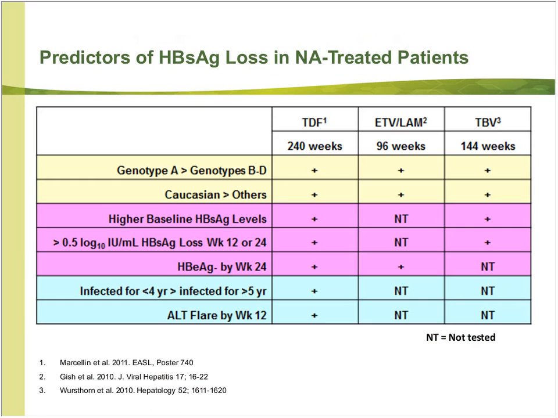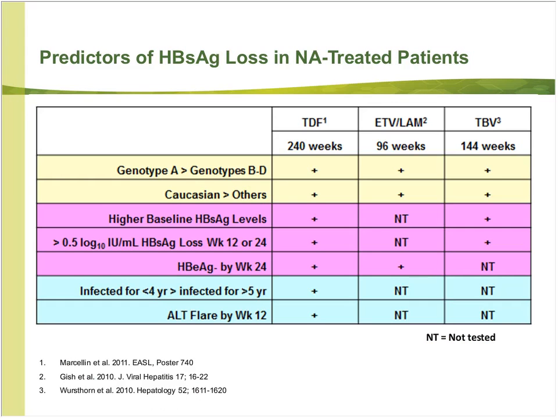Predictors of S antigen loss now in nuke-treated patients. This is a combined table from 3 different studies. And we're going to drop down now to the orange bars, or the higher quant S levels, as we mentioned earlier, help predict S loss. But more importantly, it's the dynamic. You need about a half log reduction at week 12 or 24, or E antigen negative by week 24 in the tenofovir group to say that they had a higher chance of S loss. So it's really hard to lose S, say, if your E antigen is remaining positive. So we have a matrix.